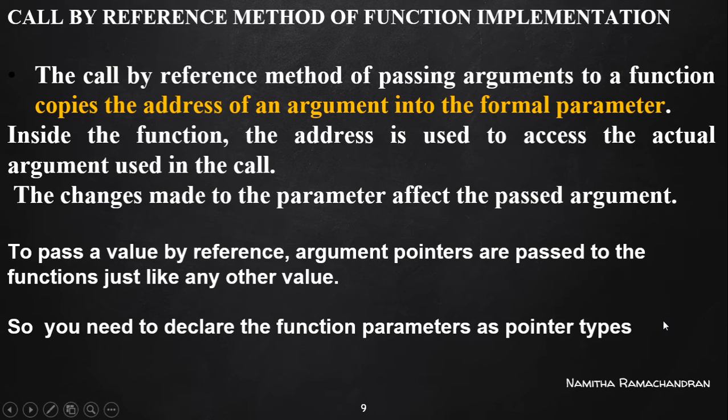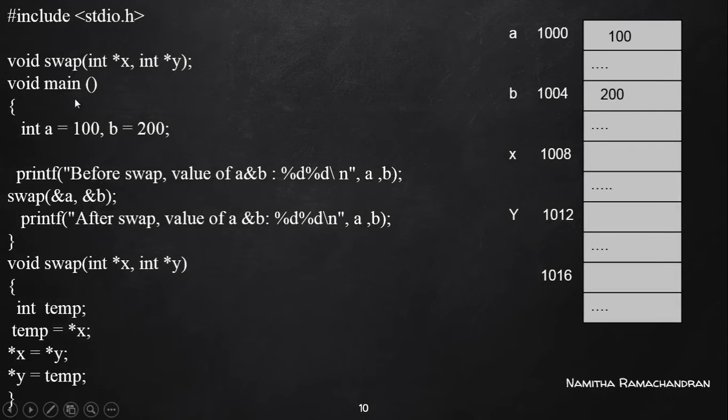So consider one program example. It will help you to understand the concept properly. This is one program using the call by reference method, and this program is for swapping two elements. Here we have one swap function with return type void. Here we have two integer arguments, and these arguments are defined as pointer type arguments, because we are going to pass the address of our actual arguments. So here we need to declare two integer pointers.